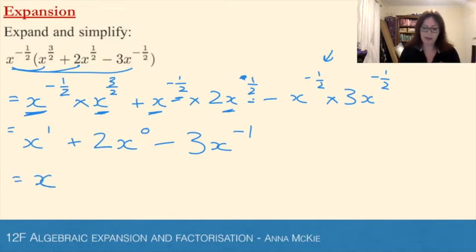X to the power of 1 is just x. Anything to the power of 0 is 1, so that means we're just going to have a 2 there, and let's tidy that up to be 3 on x. So that's that one.